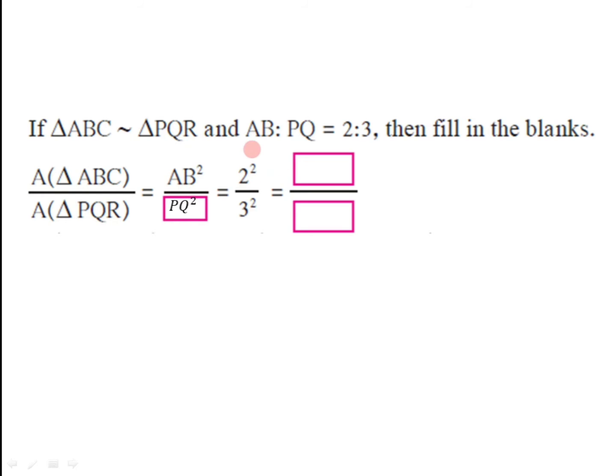Now here the ratio AB is to PQ is given to be 2:3. So we have replaced the values of AB and PQ by 2 and 3 respectively. We'll get in the numerator 2 square, that's 4, divided by, in the denominator, 3 square, that's 9. So this is the answer. This is the ratio of areas of these two triangles.